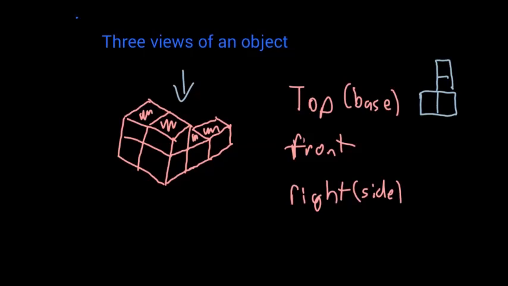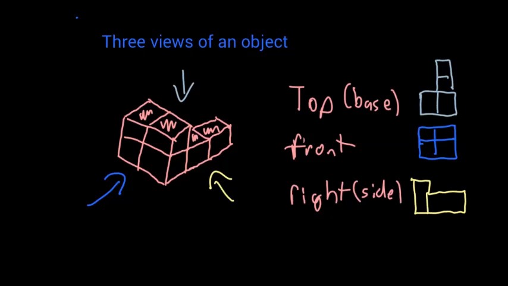If you're looking at the front, you'd be looking this way. So all you would see were those front four blocks. You wouldn't see the ones behind it. And then from the side view, looking this way, you'd see kind of like a knocked over L shape. So that would be your top, front, and right view.